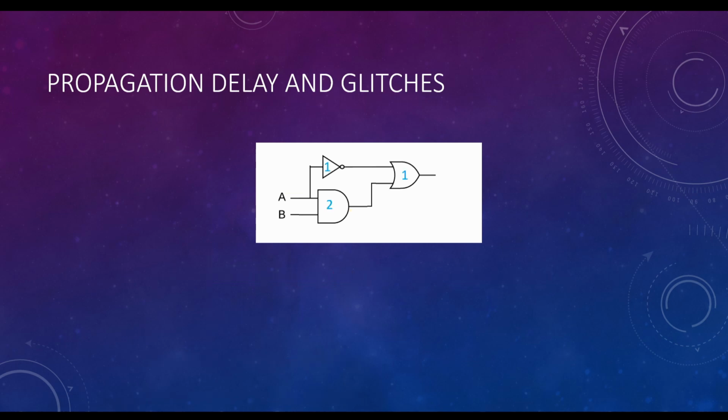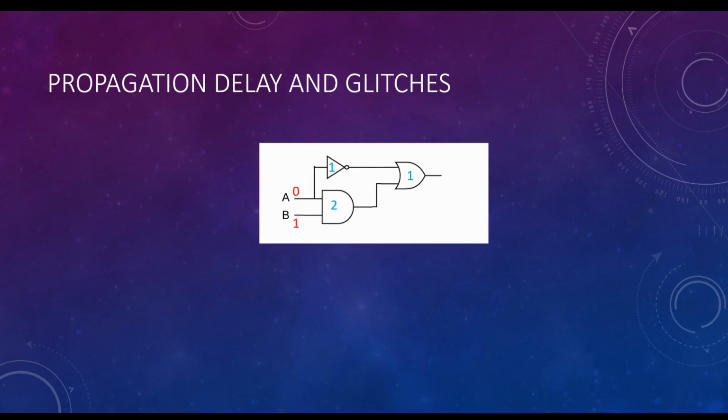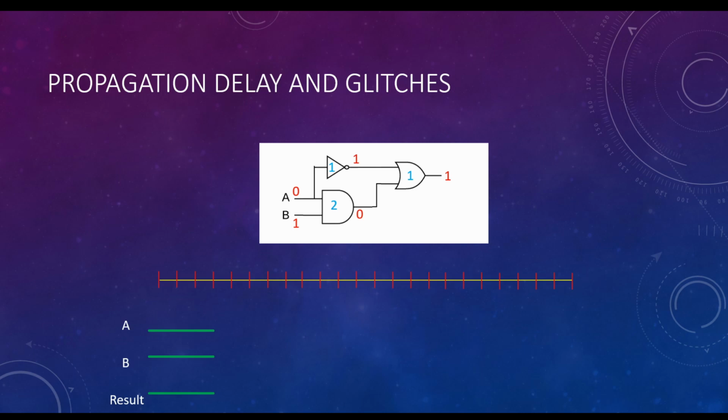Now let's see what happens in the real world, and let's assume those gates have those propagation delay times in microseconds, and those are made up times. It's just for the sake of the example. We begin again with a system where A is 0 and B is 1, and after a while the system has stabilized on the correct answer, which is 1.